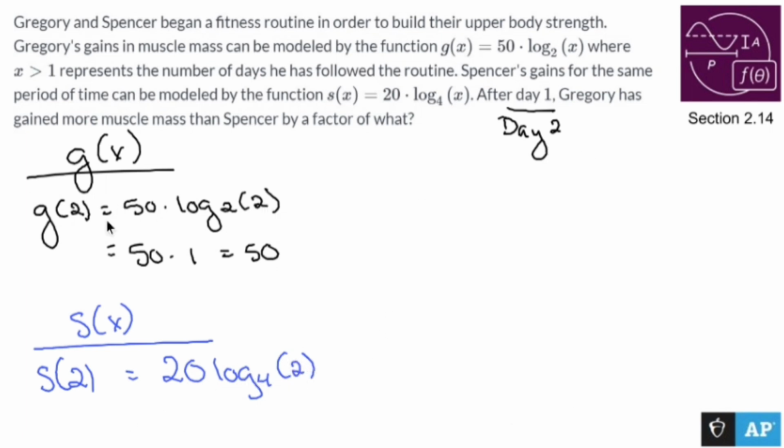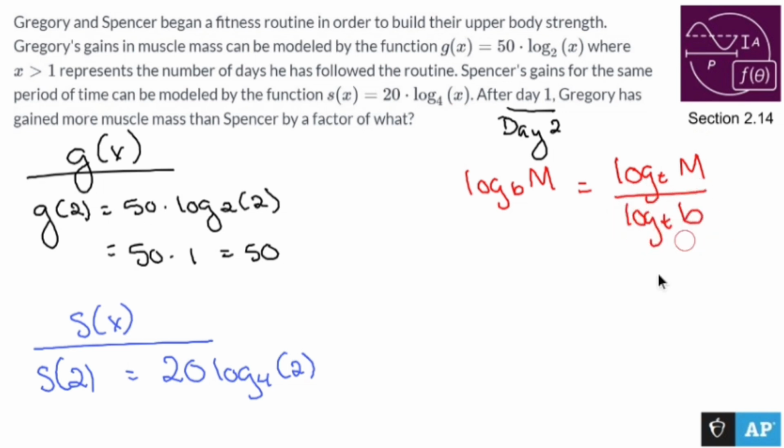I could use the fact that there exists a little guy called the change of base formula. If I have log base b of m, I can turn this into log base whatever I want. So log base t of m over log base t of b. Usually when we do this, we whip out our calculators and let them do the work. I don't have a calculator.